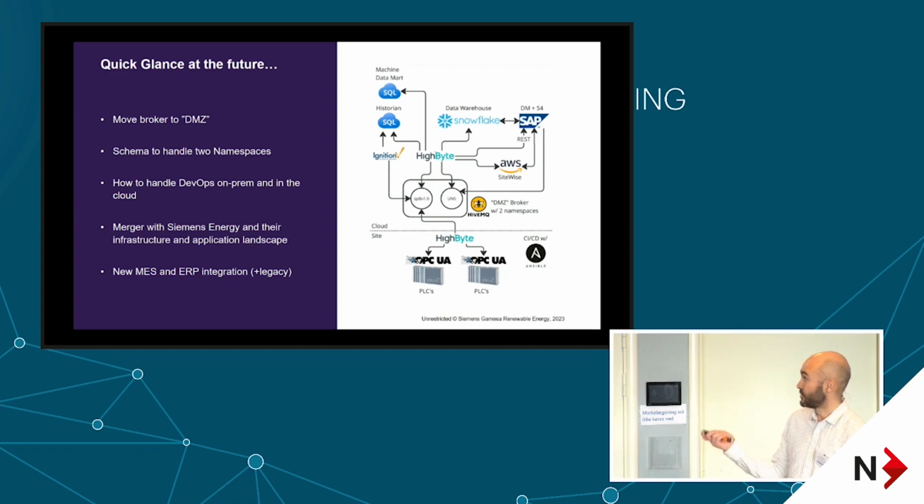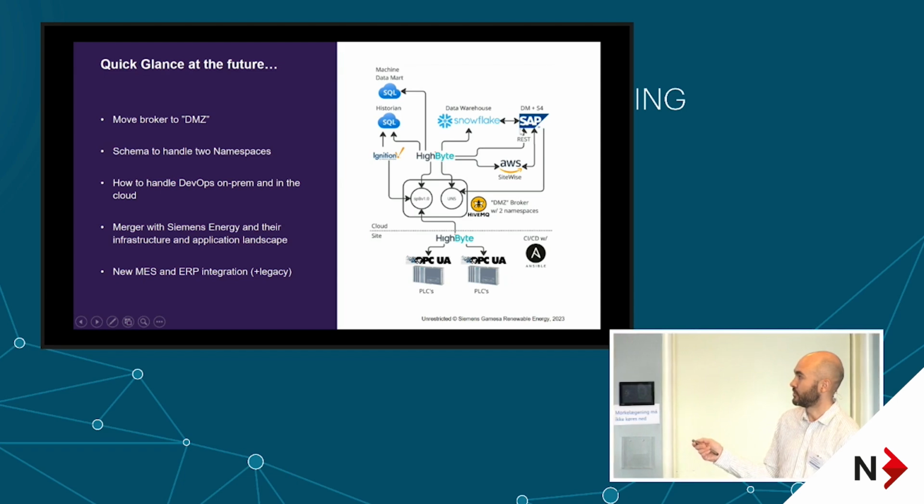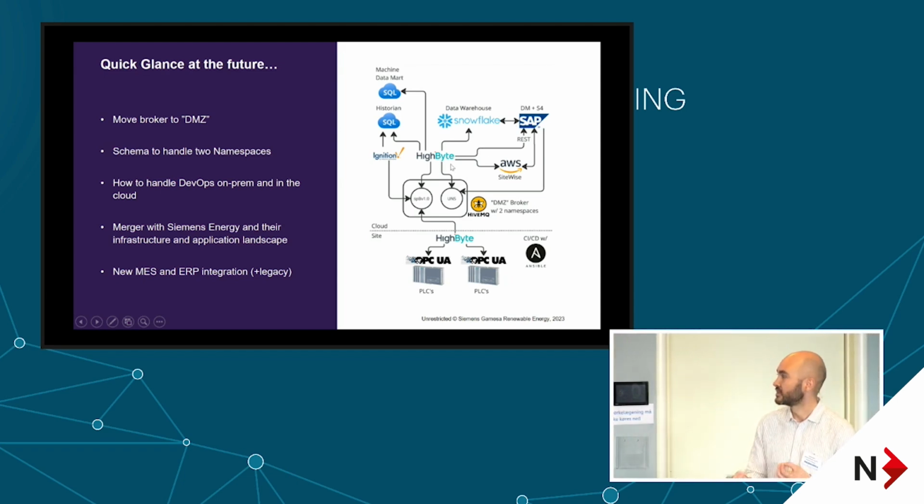Then we also, as I said, are merging with Siemens Energy, so we're changing out our ERP and MES systems, which will be SAP S/4HANA and Digital Manufacturing. So currently we're investigating how to connect Digital Manufacturing to the flat vanilla namespace. At the same time, we probably want to use some REST API calls, because sometimes it's just easier to build things in REST than pure MQTT. Siemens Energy is also really big on AWS SiteWise, so we're looking into how to merge those two different data models.